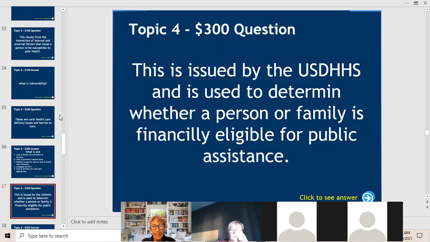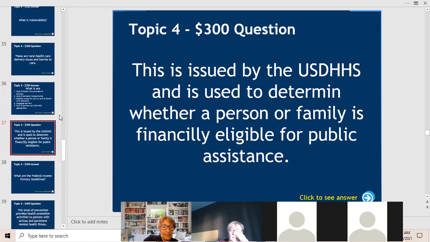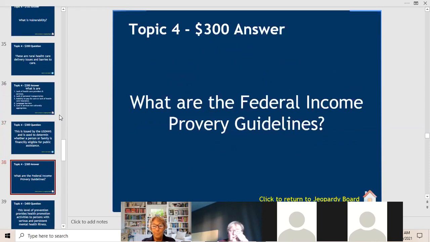This is good, because I think that goes back to assessing poverty. So what do you think is issued by HHS, used to determine whether a person or family is eligible for public assistance? Federal poverty guidelines. Yeah, the federal.